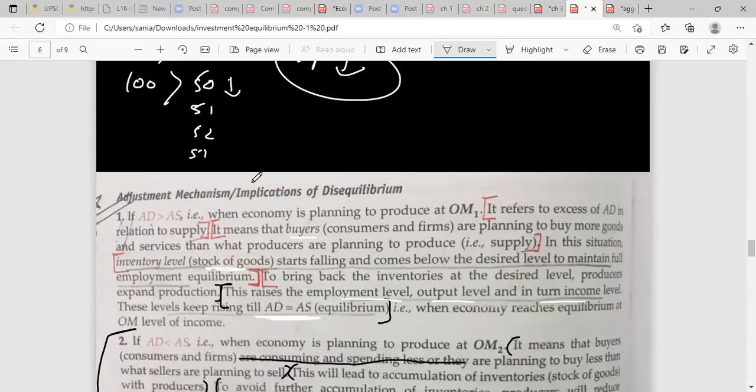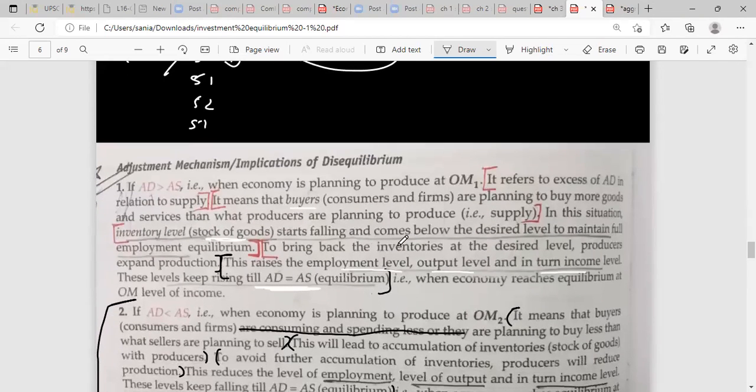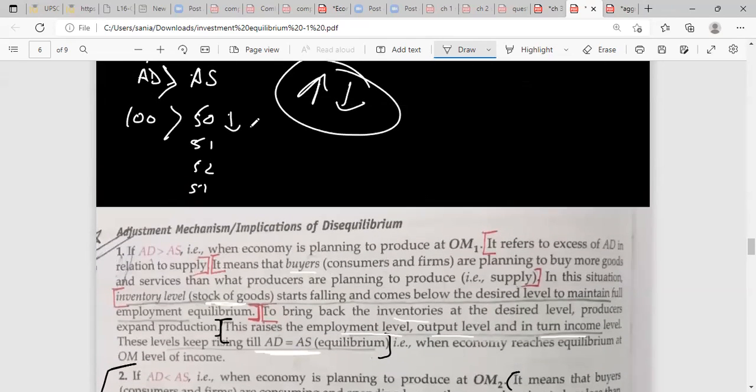Because people are demanding a lot. So to bring the inventories, meaning the stock of goods, back to the desired level, the producer expands production. So the producer is now starting more production. So because of this, what will happen? For example, earlier you had 50 people at your place, but now you have to increase your production, so you will hire more people.